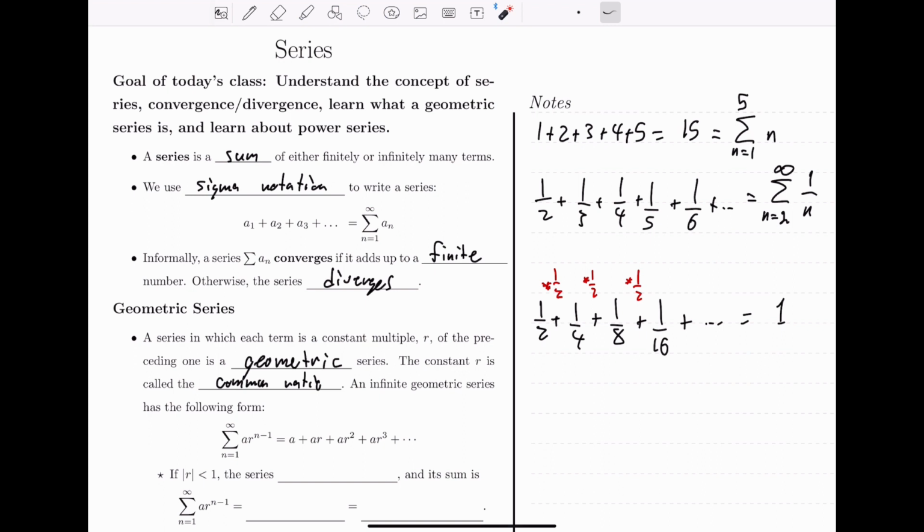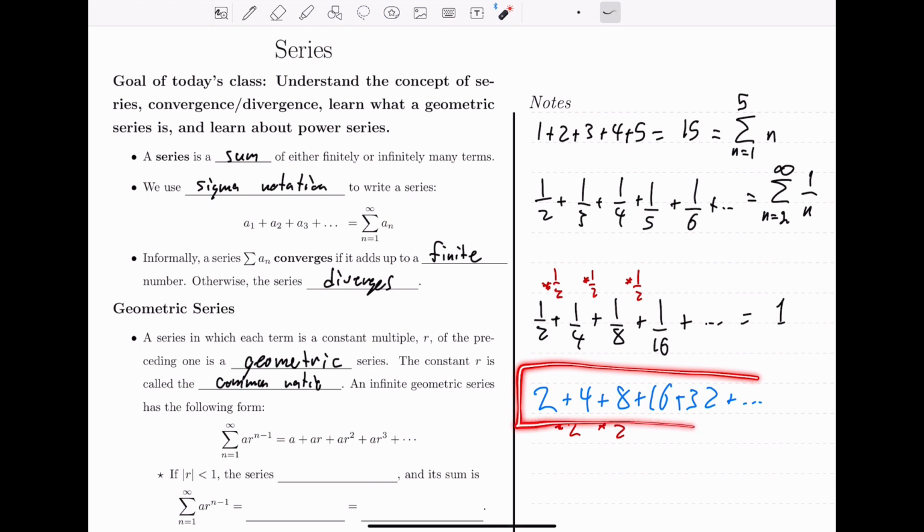We would like to answer the question of whether or not a geometric series converges. We've seen one example of a convergent geometric series, but here's an example of a series that does not converge, that is still geometric. 2 plus 4 plus 8 plus 16 plus 32. This is also a geometric series. Here we have a constant ratio of 2. Multiply by 2 each time, and you get to the next term. But this does not converge to a finite value. If we add up all these numbers, that just goes off to infinity.